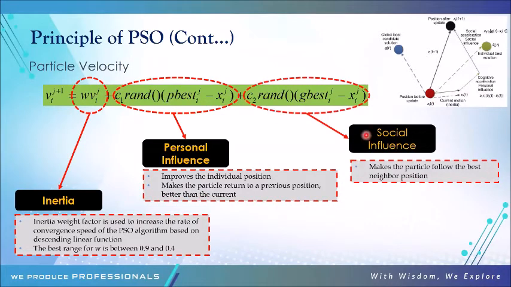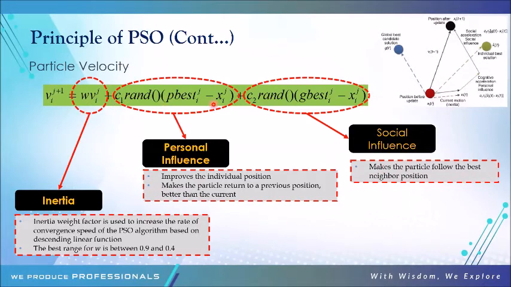This one we call the social influence of the PSO parameter, to make the particle follow the best neighbor position. We have a group of birds, for example. Of course, we have the leader, the best one. They try to follow the best one, according to this equation.